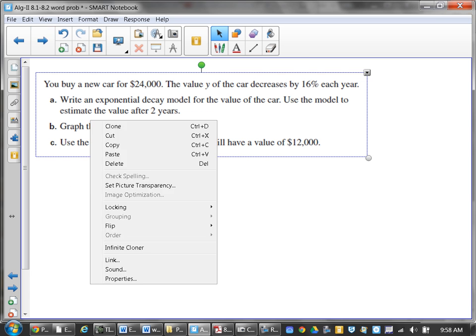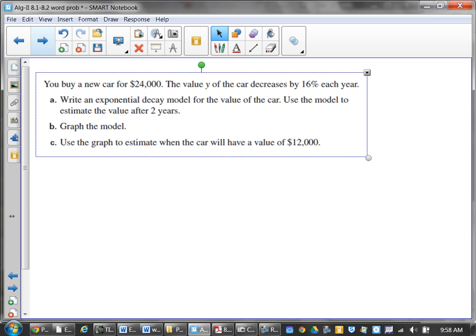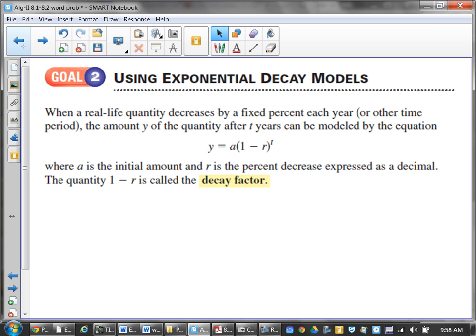So let's look at this. Oh, it's the same. They're all the same values. The A, the R, and the T all stand for the same thing in decay. It's just a matter of how they set up, okay?